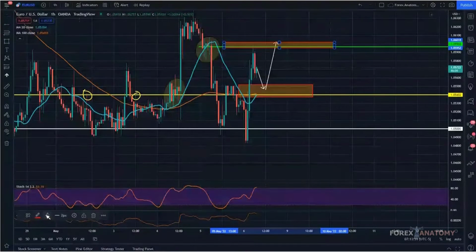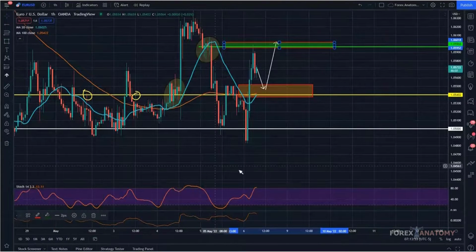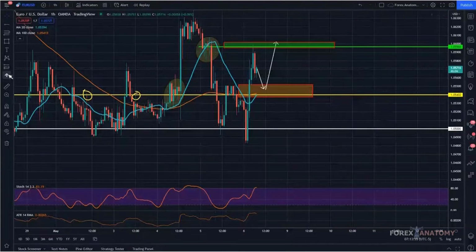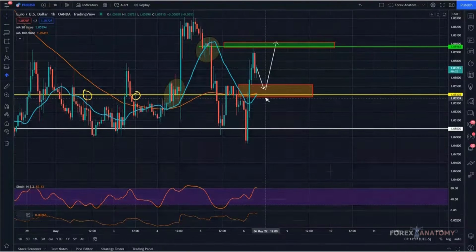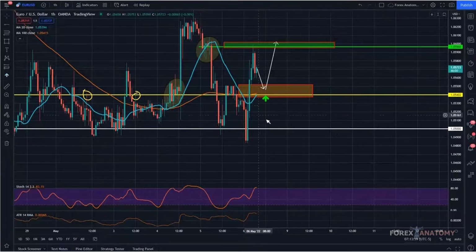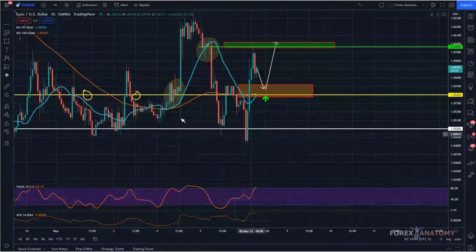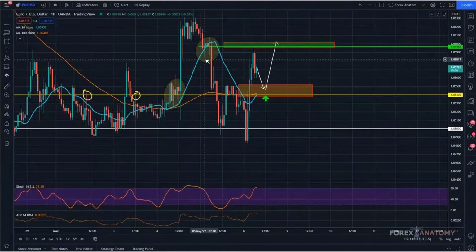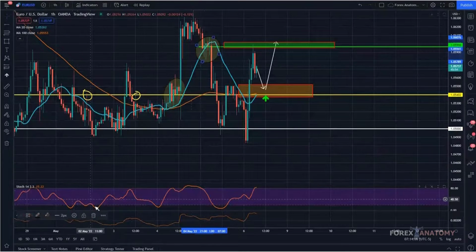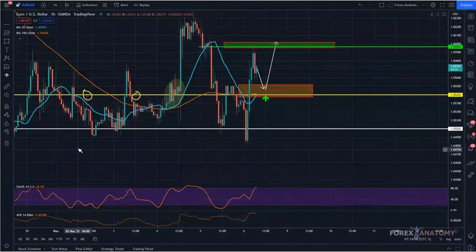So right around there. And let me this right here. So again, wait for price to come down into this zone right here and look for a buy opportunity on bullish confirmation. So then that's what we're going to do on this particular pair. But yeah, that's Euro USD.